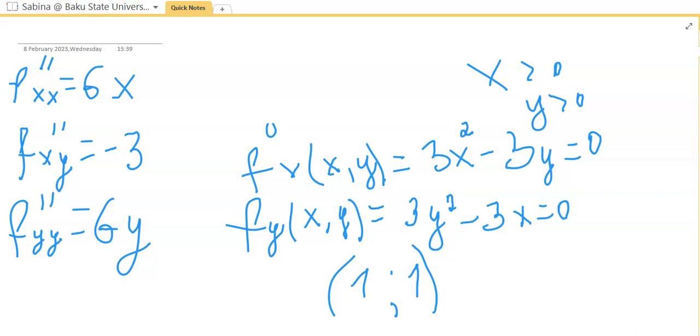Then what else? Why did we find them? It's just because we'll write the values of x, y here. 6 times 1 will be 6, negative 3 is always negative 3, and 6 times y, 6 times 1 will be 6. We just want the second derivatives of the function.